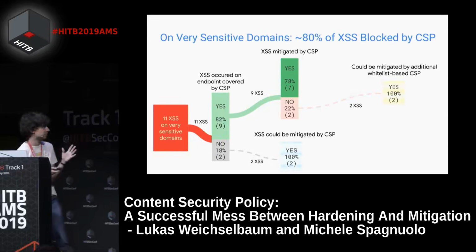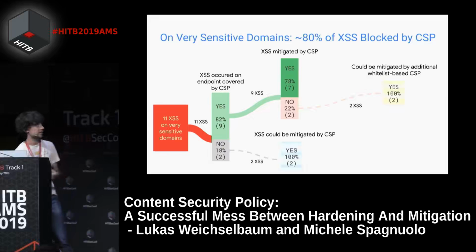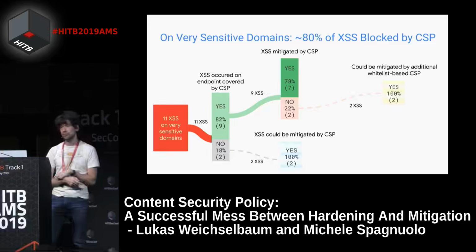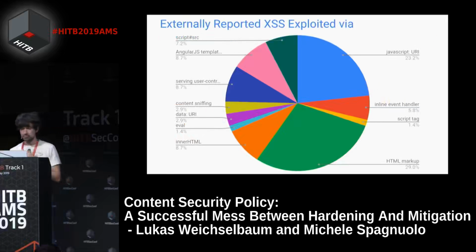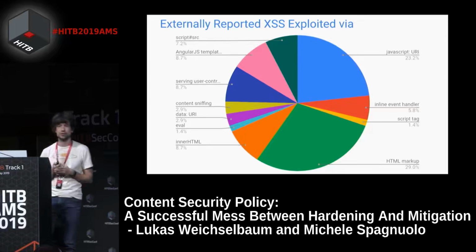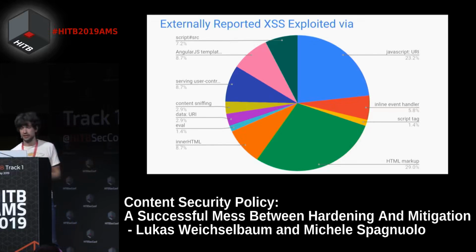And here is another visualization of 11, 9 had CSP. Of these 9, 7 got mitigated, and the rest could be covered by a more comprehensive CSP. And we'll see later what this means. So these were the causes of the XSSs that got reported to us. I think this is a particularly interesting pie chart.